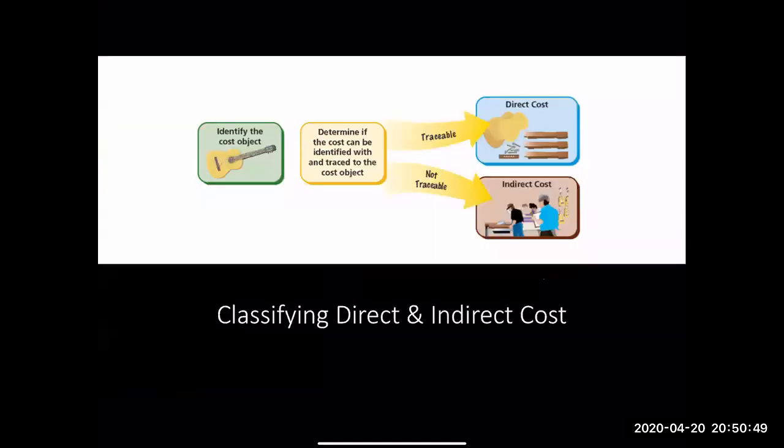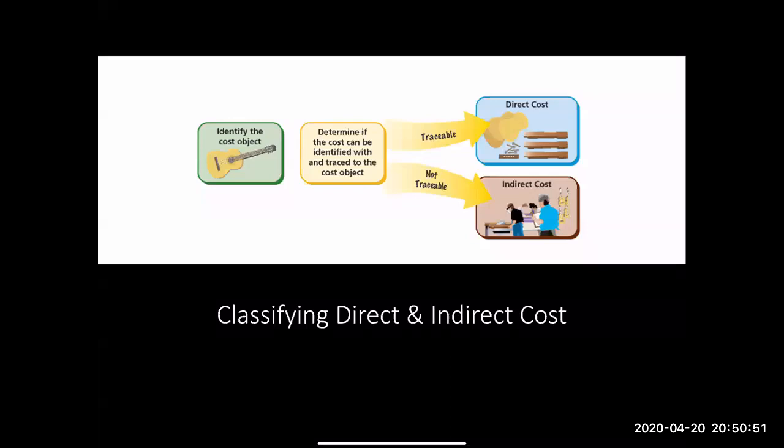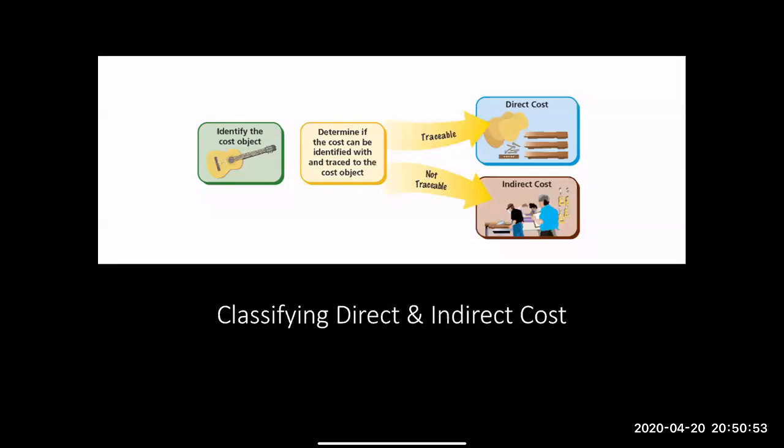All right. So for my visual people, this is a good depiction of trying to classify direct and indirect costs. You usually have your cost object, which is the final product, whether that be a Tesla, a Ford, a guitar, or a phone, right? And so now you need to determine if the cost can be identified with or traced to the cost object.